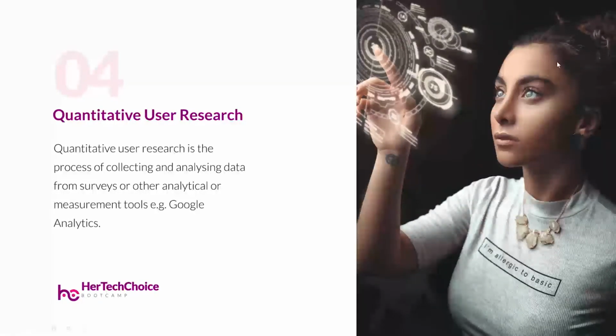Quantitative user research is the process of collecting and analyzing data from surveys or other analytical or measurement tools. An example is Google Analytics. There are many quantitative research methods and they help uncover different types of information on users. Some methods, such as A/B testing, are typically done on finished products, while others, such as surveys, could be done throughout a project design process.